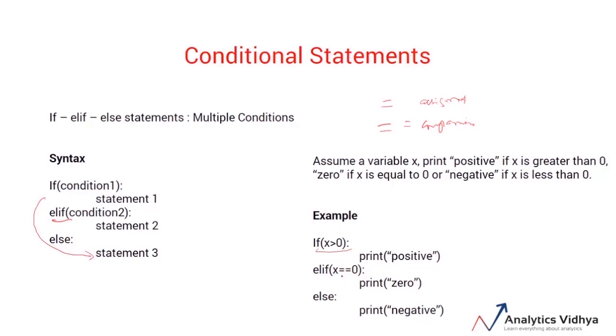So if x is equal to 0, we want to print 0, and if x is neither greater than 0 nor equal to 0, we want to print negative. So this statement falls under the else block. So this is how we can convert this statement using the if, elif, else statement.